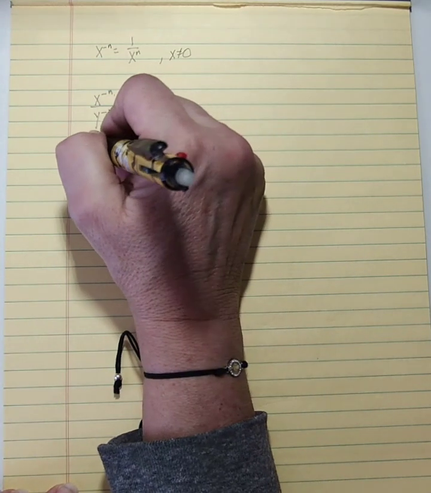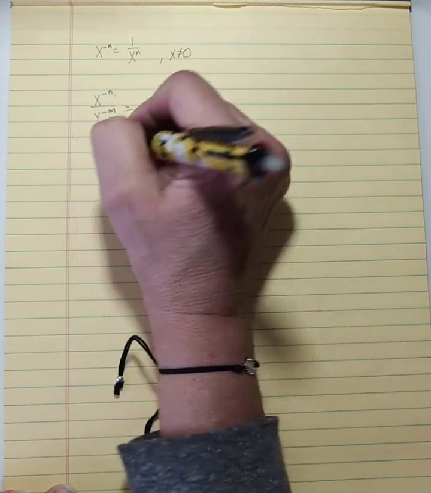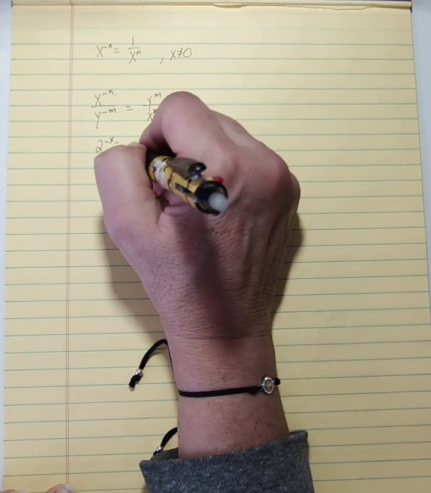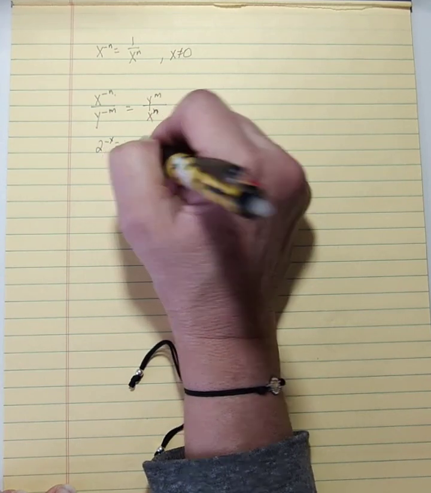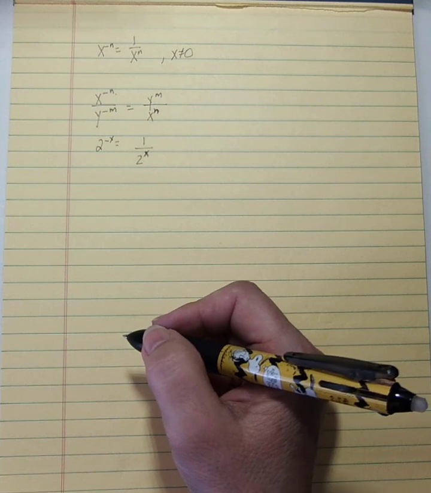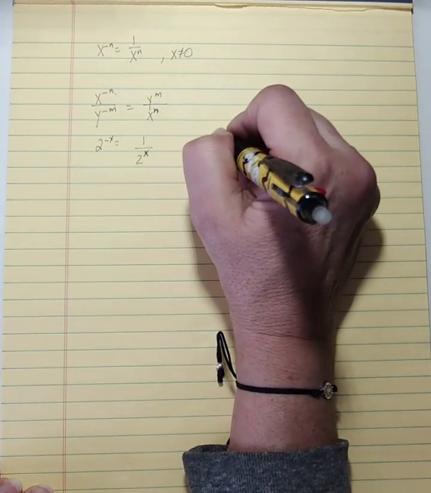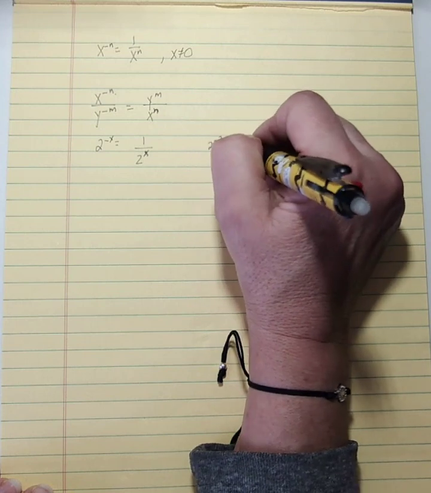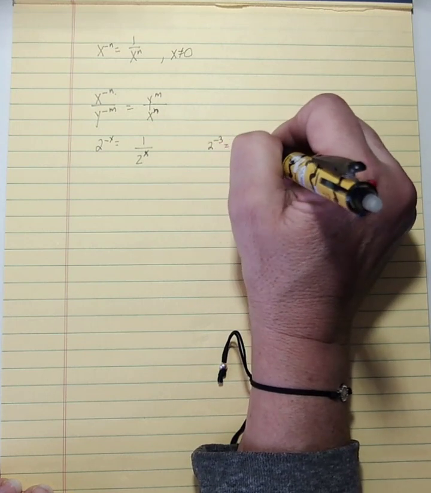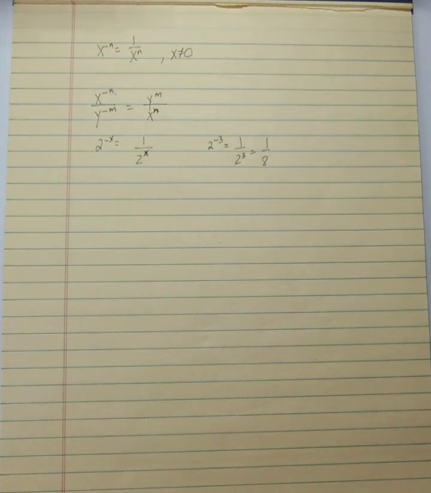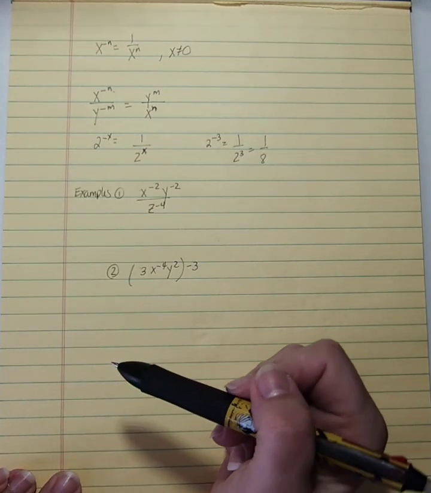So if I have 2 to the minus x, I could rewrite that as 1 over 2 to the x power. If I had 2 to the minus 3 power, that's 1 over 2 cubed, or we know that's 1 over 8. That type of idea. So here are 2 examples.